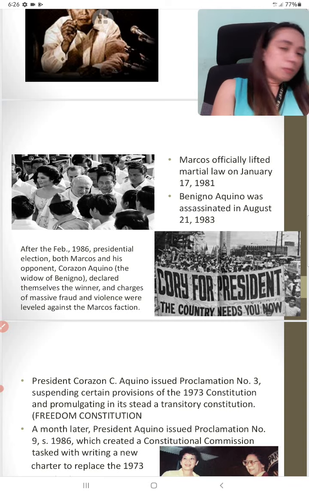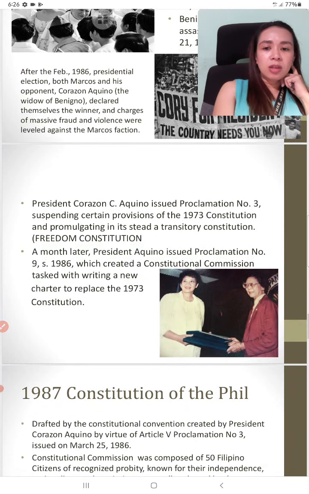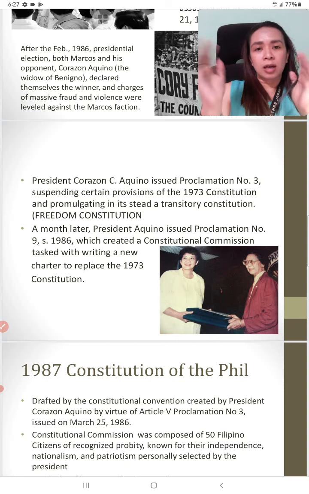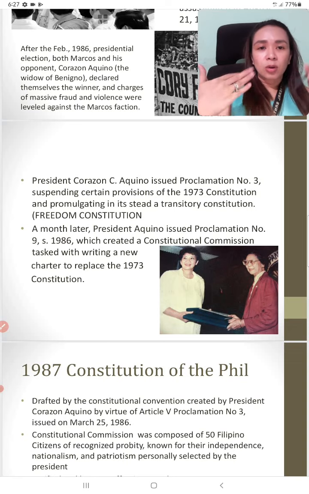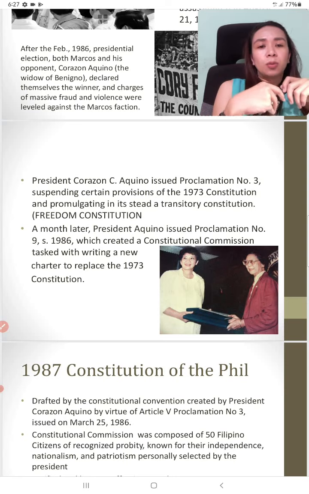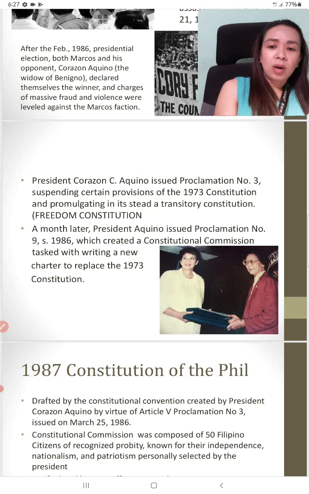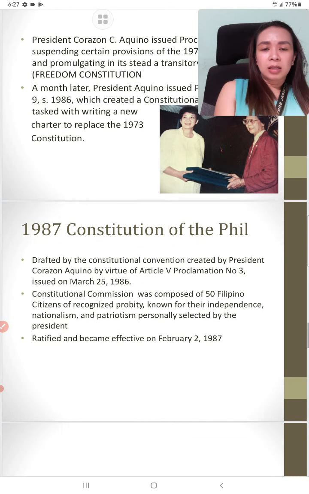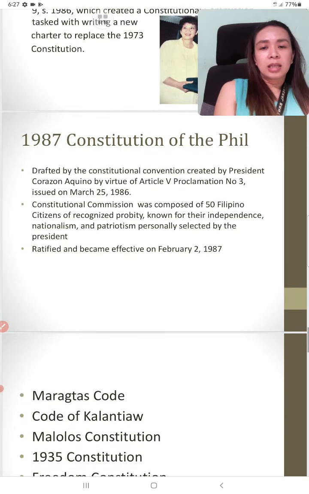So what Cory did was suspend certain provisions of the 1973 Constitution and create a transitory constitution, or the Freedom Constitution. That became our temporary constitution while the 1973 Constitution was suspended, and while we had a Constitutional Commission that was drafting the new constitution at that time. While they were creating a new constitution, the Freedom Constitution was used by the government, and then our 1987 Constitution was made.